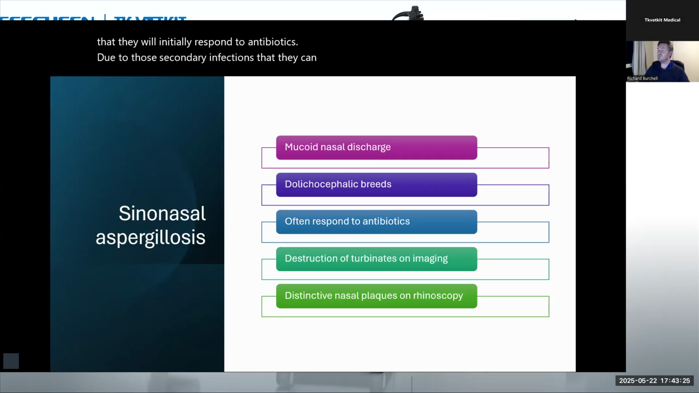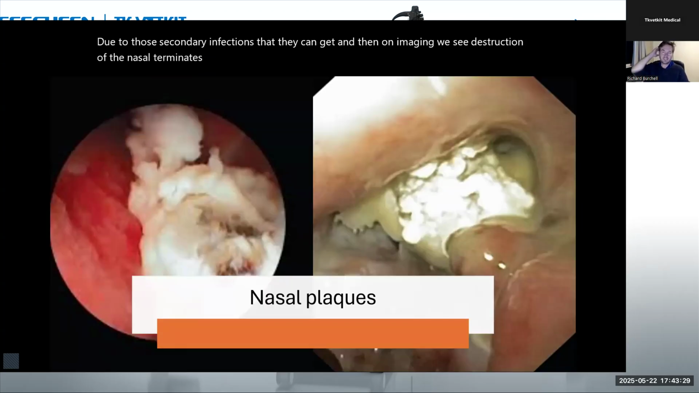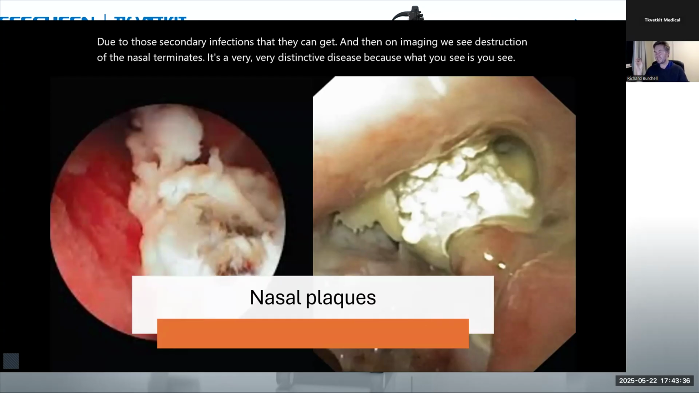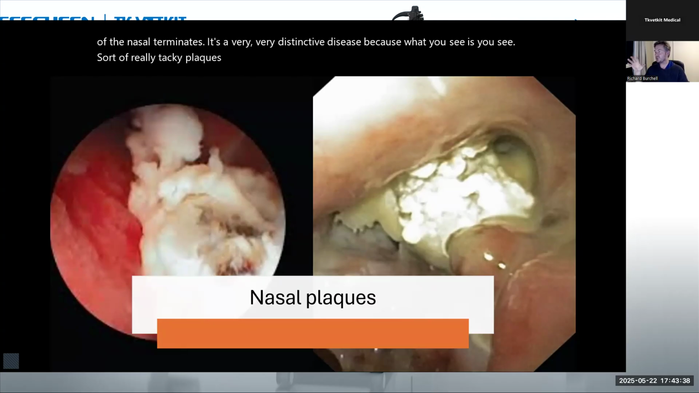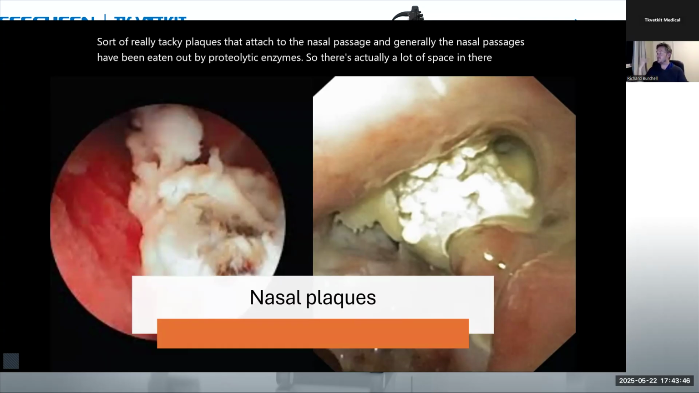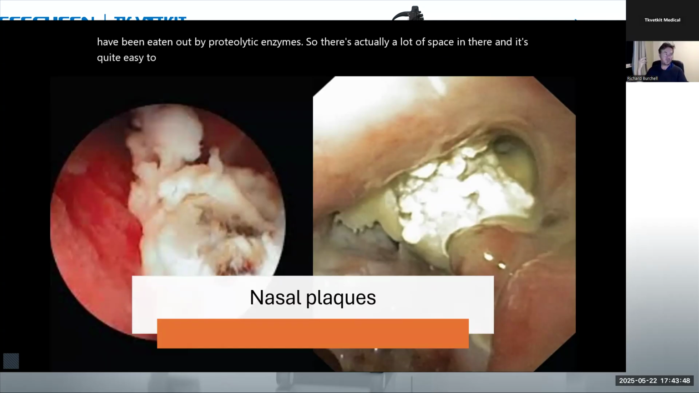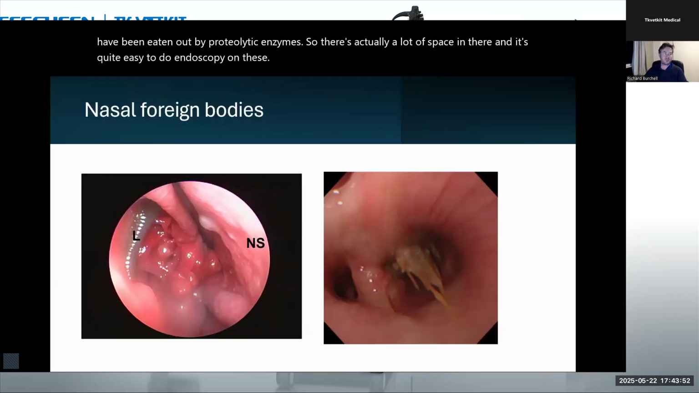And then on imaging, we see destruction of the nasal turbinates. It's a very, very distinctive disease because what you see is these tough, pale, sort of really tacky plaques that attach to the nasal passage, and generally the nasal passages have been eaten out by proteolytic enzymes. So there's actually a lot of space in there, and it's quite easy to do endoscopy on these. And then sometimes we see them up in the frontal sinuses.